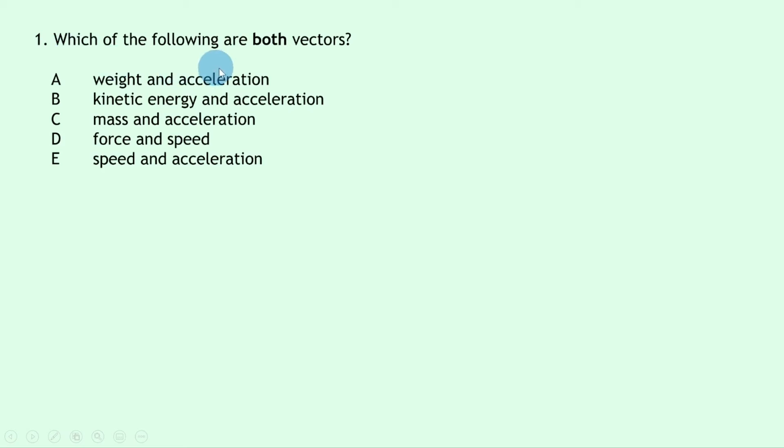Question 1 says, which of the following are both vectors? Well, remember a vector quantity is one that has both a magnitude, i.e. a size, and a direction, and so we want to see which ones are both vectors. Well, if we look at A first of all, weight and acceleration, remember weight is a type of force and force is a vector, so weight must also be a vector, and since acceleration is also a vector, then that means that A is going to be our answer here. We can also see scalars in the other ones, so for B we've got kinetic energy as a scalar, mass is a scalar for C, speed is a scalar for D and for E.